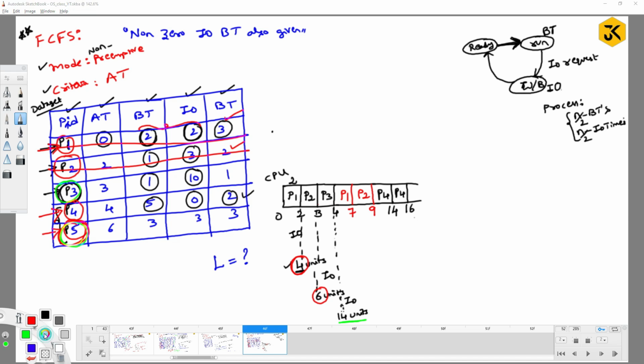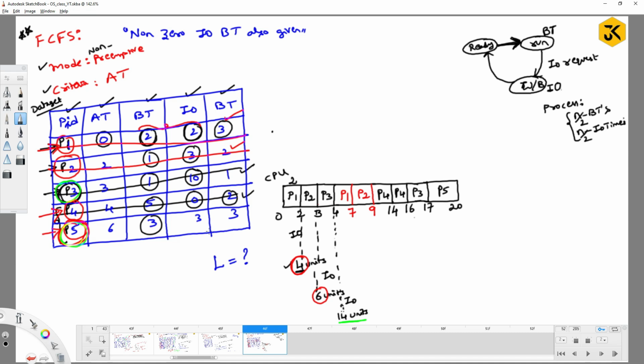Now which one will get the chance? P3 will get a chance to complete. So how much time did it require? 1 unit, that is 17. Good. And P4 is also done already. Now it will be allocated to P5. So P5's burst time is what? 3 units. That is 20.